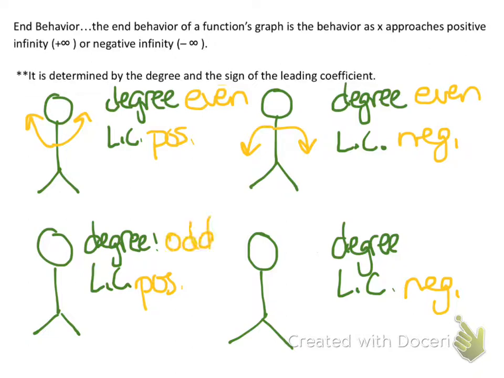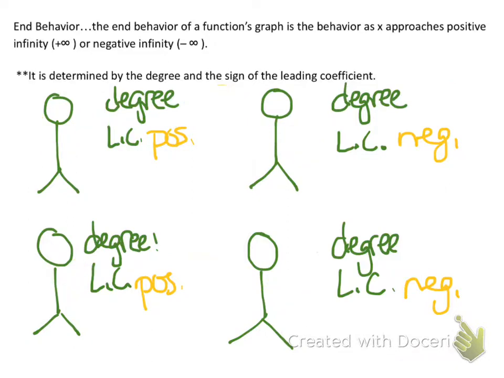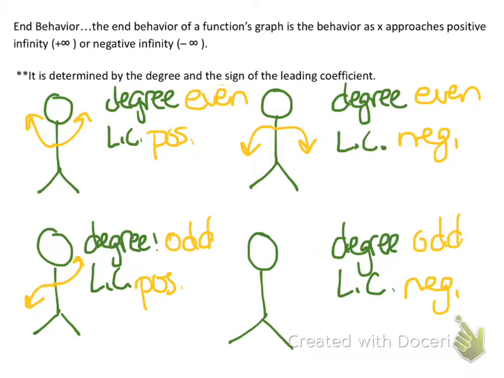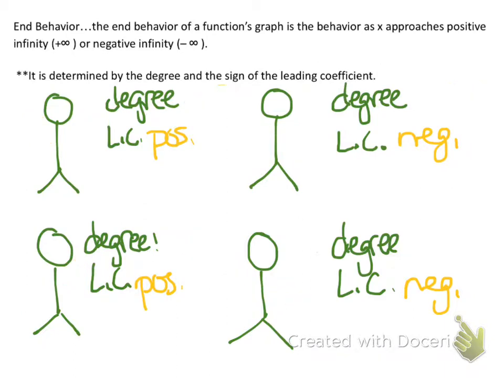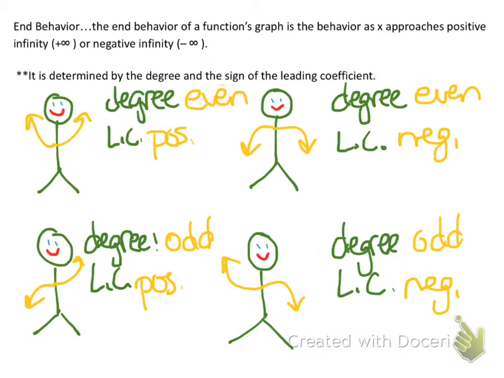If it's odd, then the right end, if it's positive, is going to be going up, but then the left end needs to be opposite. Odd degrees mean the ends go in opposite directions. So again, if the degree is odd, but the leading coefficient is negative, the right side is going to go down, and the left side is going to go up. So my little dance actually looks like this. Even, even, odd, odd. Once more for fun. Even, even, odd, odd. And hopefully that helps you remember the end behavior.